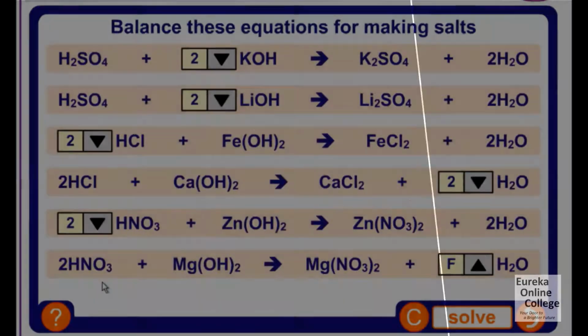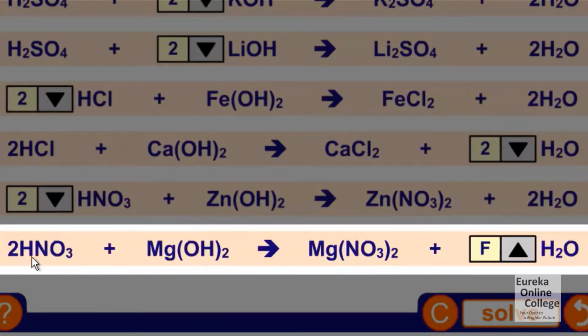Okay, number 6. We've got 2 lots of nitric acid being added to magnesium hydroxide to form magnesium nitrate plus some waters. Okay, so I'm going to have a look here at my O's. So I said before that we can keep the NO3s together. So I'm going to keep that NO3 over there. And I'm going to have a little look at what's going on with my hydrogens. So I've got 2 lots of hydrogen within the hydroxide, okay, and 2 lots of O's. So I'm going to go ahead and put a 2 here.